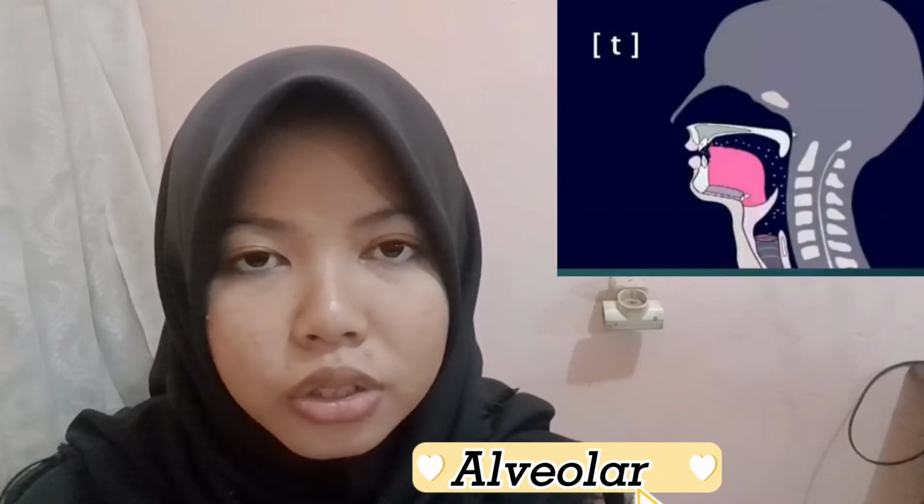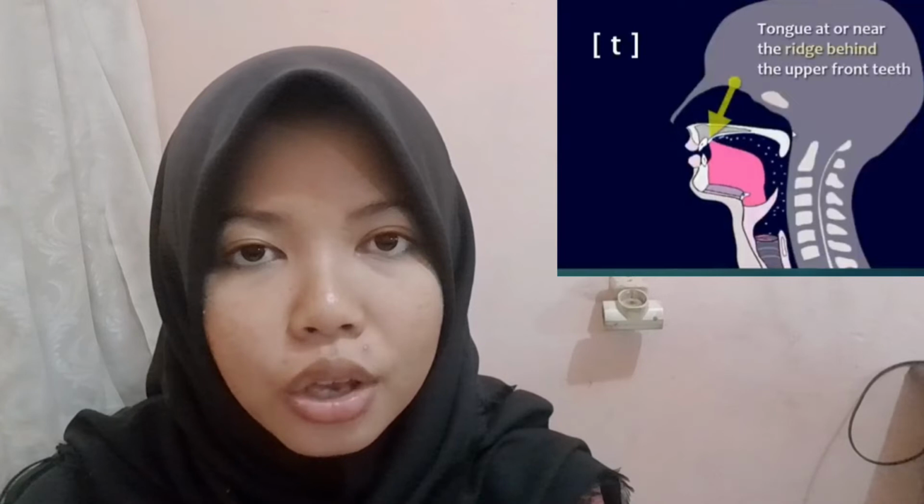Next is alveolar. Alveolar is produced by raising the tongue to the alveolar ridge in some way. Okay, let's try it together. Take, don't, no, busy, like, rat.